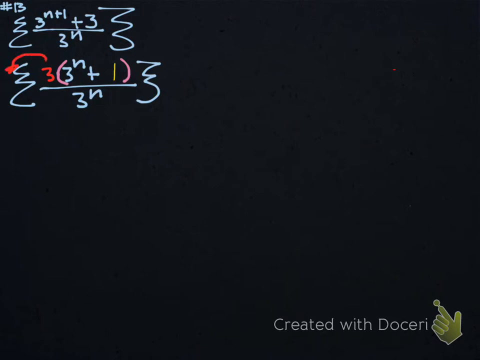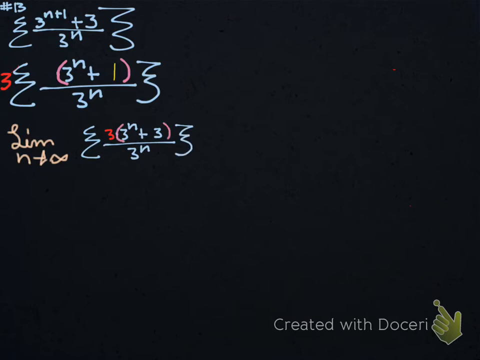I'm going to pass that 3 out front because we know if we have a constant times a sequence, we can pass the constant outside of the sequence, and it's going to be the same product. So I put that there. Then I'm looking at the limit for that. Okay, so that 3's outside. We can use our limit laws and pass that 3 all the way outside. So I have that 3 out front, so I don't have to worry about it.